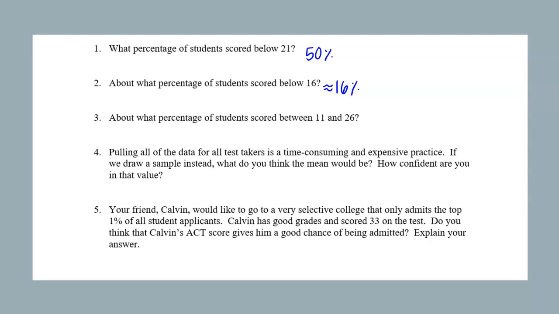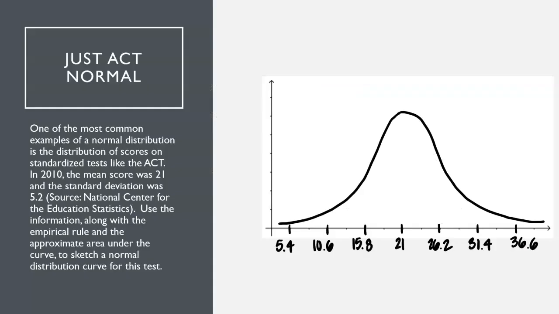Three, about what percentage of students scored between 11 and 26? Going back to my distribution curve, 11 is about right here, 26 is roughly here, and I'm going to find the area under the curve between 11 and 26. Again, I can't fully use the empirical rule. I can use that to help guide me to find a good approximate. And there are several ways you can do that.